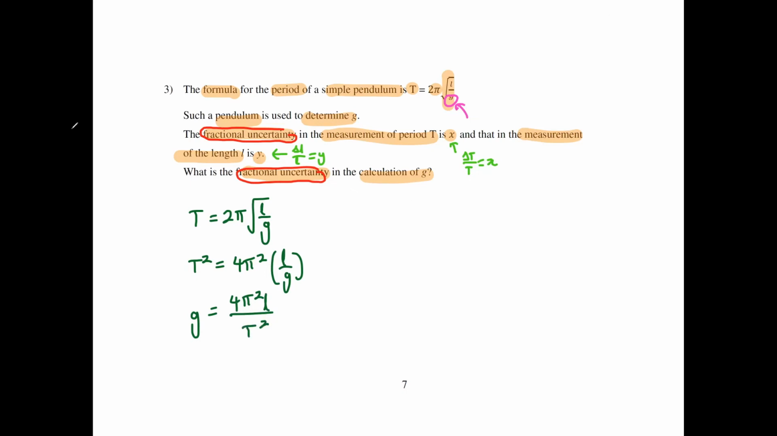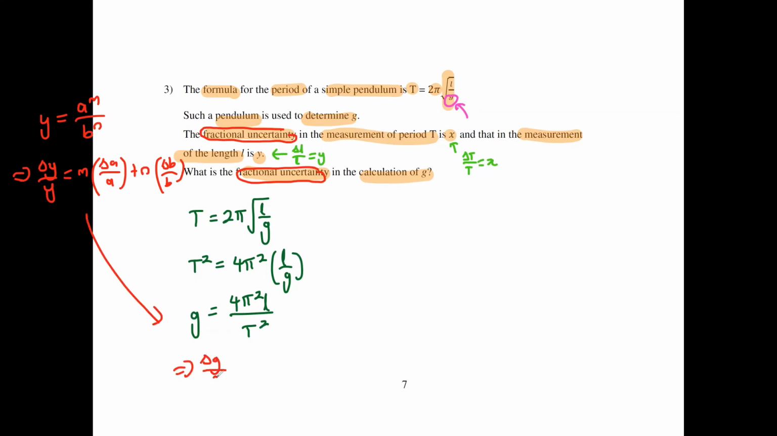Now this form of equation is similar to Y equals A power M divided by B power N, which we learned earlier is fractional uncertainty of Y equals M times the fractional uncertainty of A plus N times the fractional uncertainty of B. Applying it to this question here, we can say that the fractional uncertainty of G is equal to the fractional uncertainty of L plus 2 times the fractional uncertainty of T.